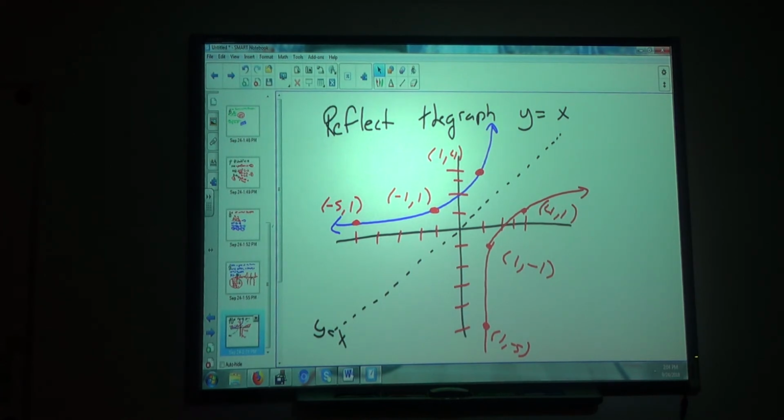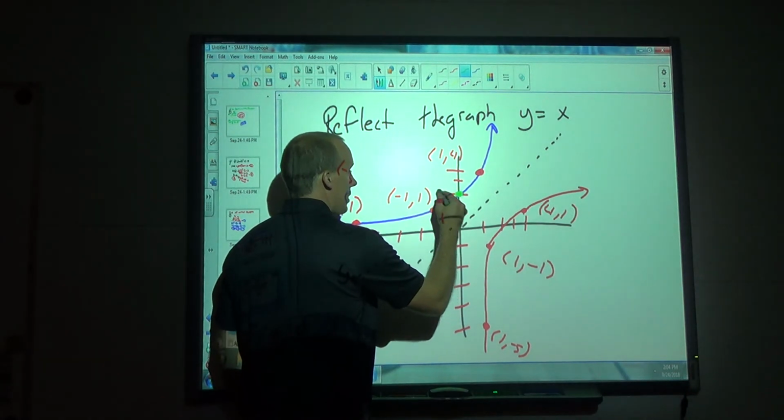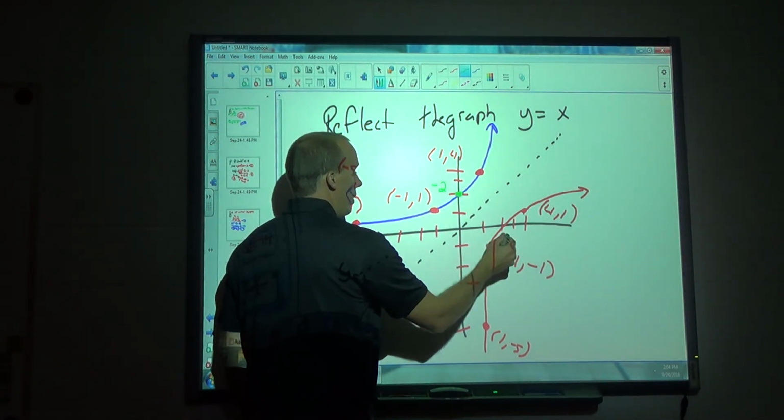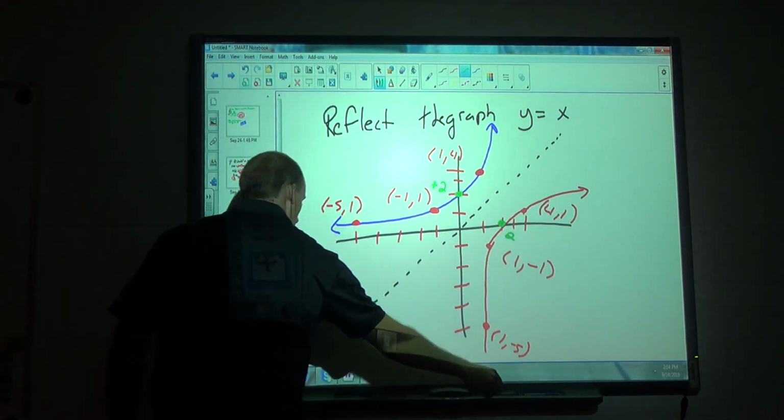The other one I should do also on this one is, if I know this crosses the y-axis at 2, sorry, this would cross at 2.